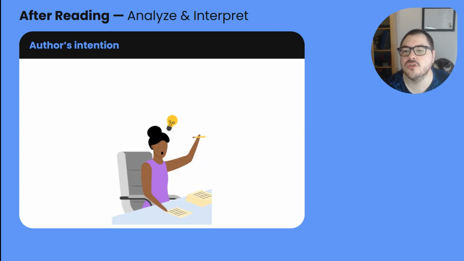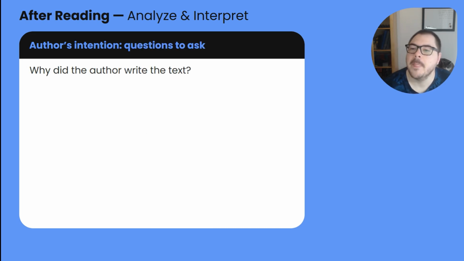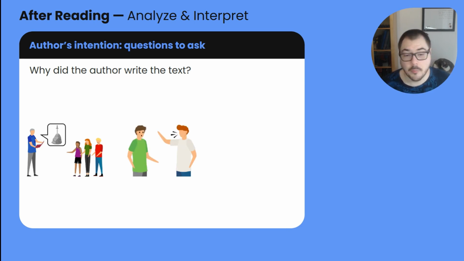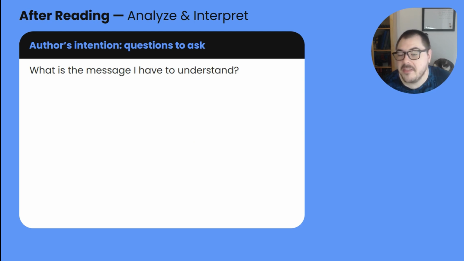The second step is to identify the author's intention. What we want to know is first the message and then the theme. In order to find those elements, the first question we need to ask ourselves is, why did the author write the text? Were they trying to tell us a story, or maybe they were trying to convince us of something, or perhaps they simply wanted to share information with us? Then we can ask ourselves, what is the message that I have to understand?